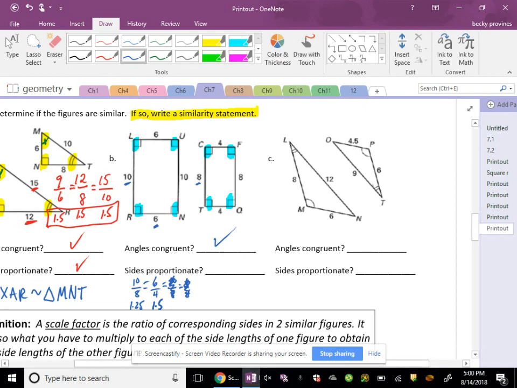So are the sides proportionate? No way. They're not proportional. So you're not going to write a similarity statement. So I'm just going to say not and use my new symbol, similar.